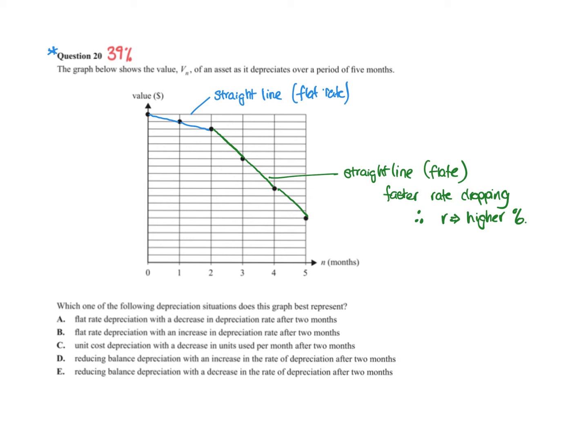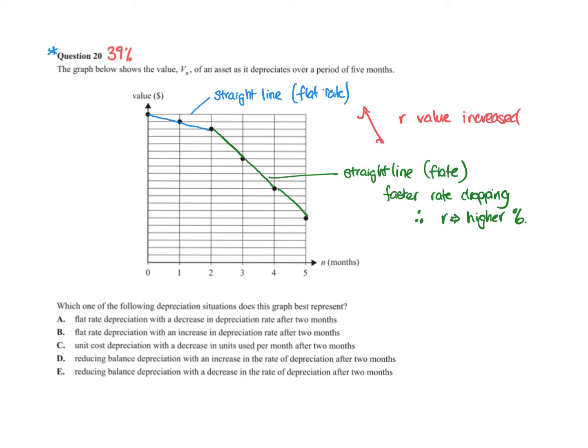So if you're looking through your answers, it says it represents flat rate depreciation with a decrease in depreciation rate. Did the rate decrease or increase here? Did the R value get bigger, didn't it? Yeah, so the R value increased, didn't it?